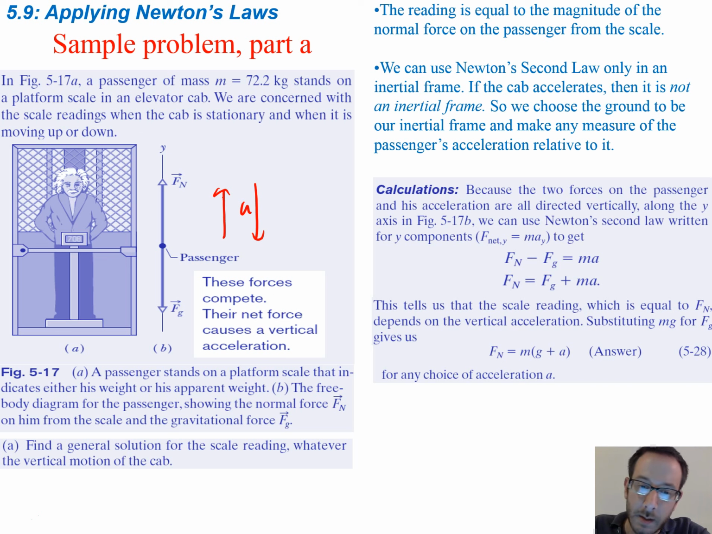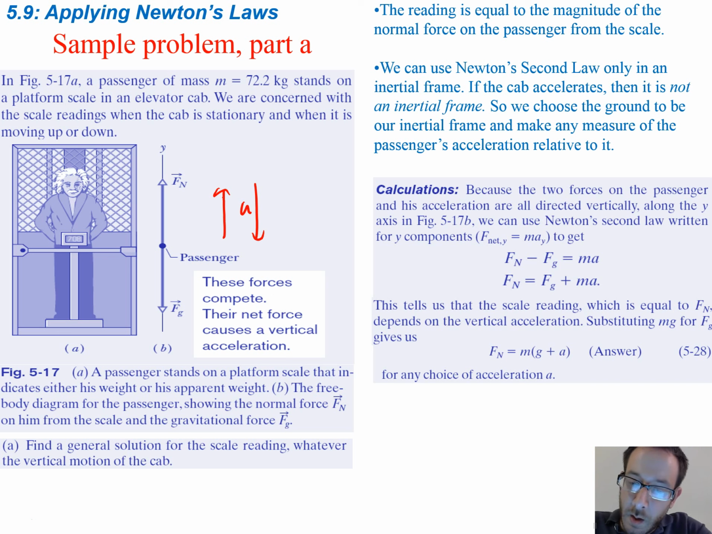All right, so the reading is going to be equal to the magnitude of the normal force on the passenger from the scale, right? So the normal force is the force that's going to be pushing up on the scale, which is going to give it its reading. Now, we can use Newton's second law only in an inertial frame. If the cab accelerates, then it is not an inertial frame. So we choose the ground to be our inertial frame, and then we make any measure of the passenger's acceleration relative to it.